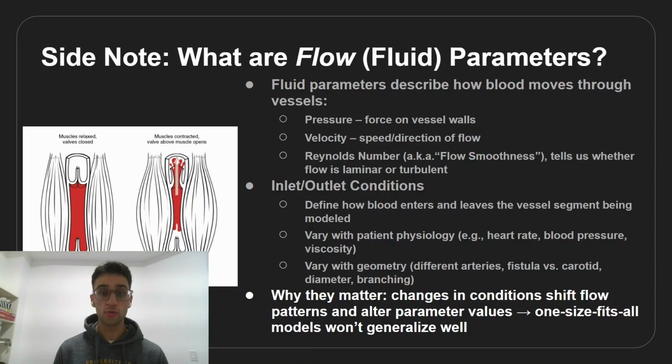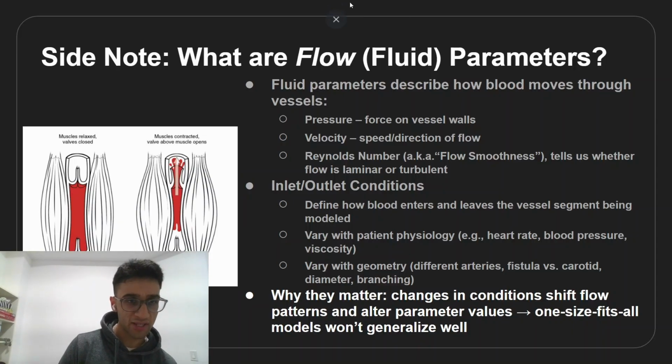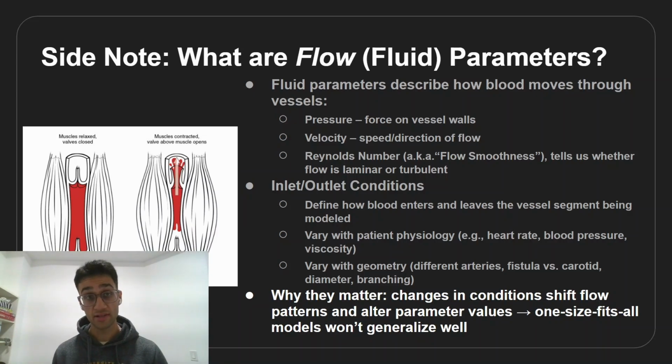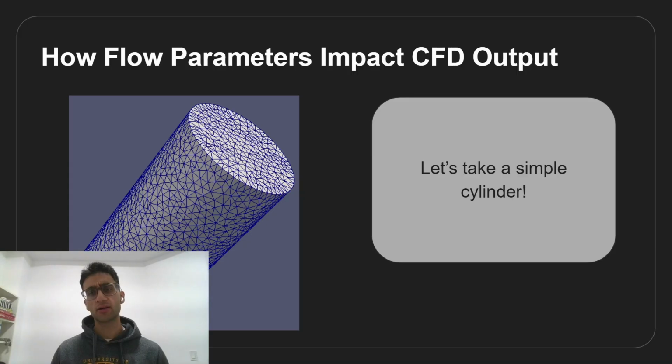and this can vary through the patient's physiology, heart rate, blood pressure, viscosity, or even something as simple as whether the muscles around the vessel are contracting or relaxing, or they can vary with geometry. Different arteries, fistula versus carotid, diameter, branching, these can all change these inlet-outlet conditions. And these matter because changes in these conditions shift flow patterns and alter parameter values. That means that one-size-fits-all models won't generalize well. That was huge. So before I get into more, I want to actually show you a very simple example.